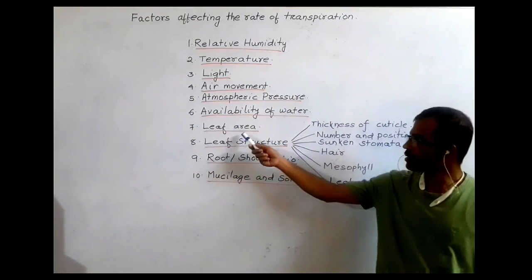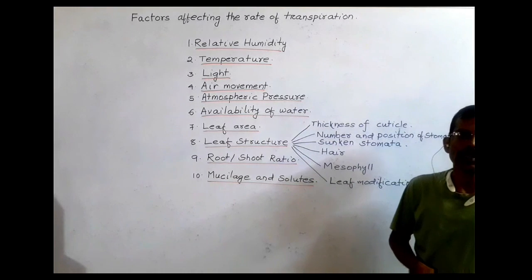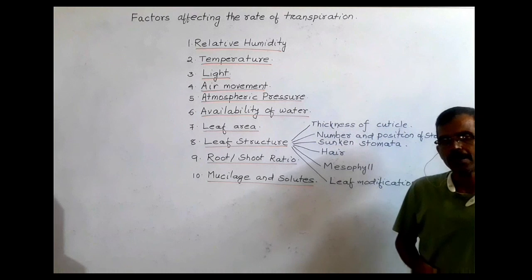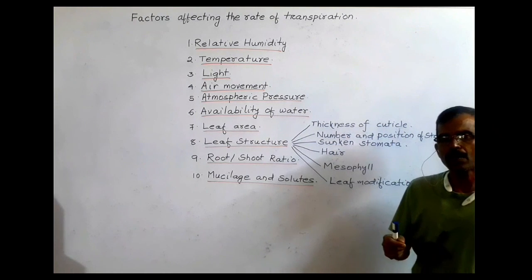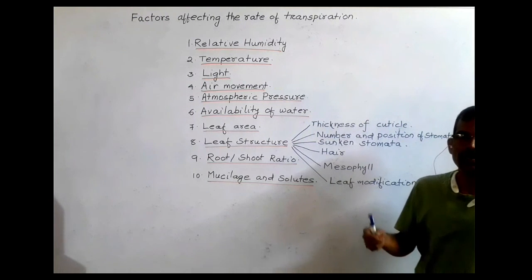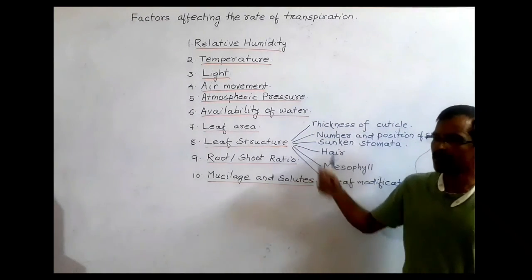Another factor is leaf area. Leaf is the main transpiring organ. About 90% of water loss takes place through the stomata which are present in the leaf.